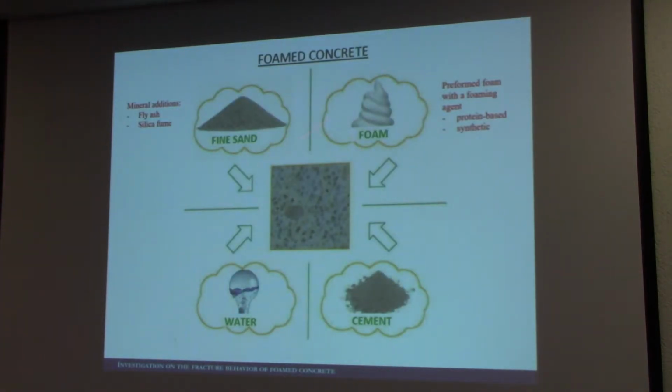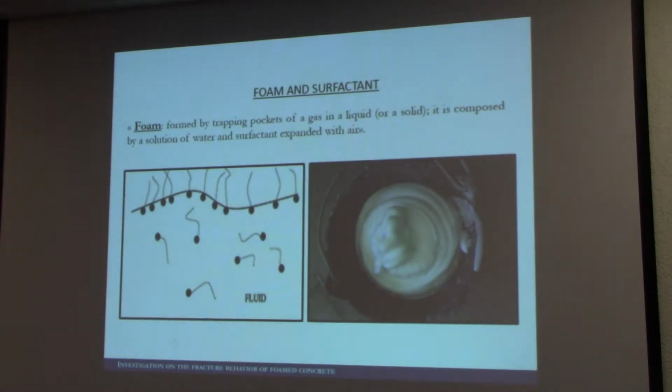And foamed concrete is a composite, created by a mix of water, cement, and fine sand, possibly other mineral additions like fly ash and silica fume to increase the mechanical strength. And the foam, which is a preformed foam, can be created with different surfactants or foaming agents that can be protein-based or synthetic-based. Foam is obviously a solution of water and surfactant that are mixed together and expanded with air.